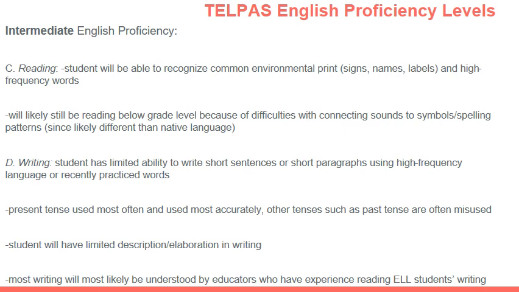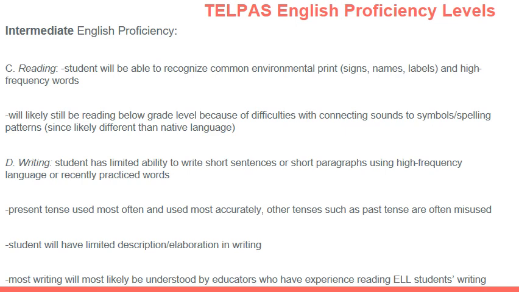In terms of reading, an intermediate English language learner will be able to recognize common words or high frequency words. They'll also be able to read short text or short sentences, but most likely they'll be reading below grade level. They might even have trouble decoding the sounds and matching them with the letters or symbols or spelling patterns. So they might have trouble reading phonetically because their phonics system from their native language is different than English.